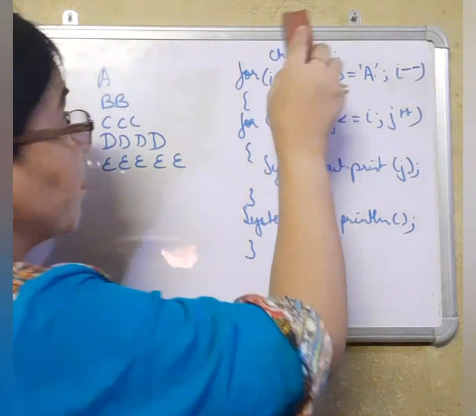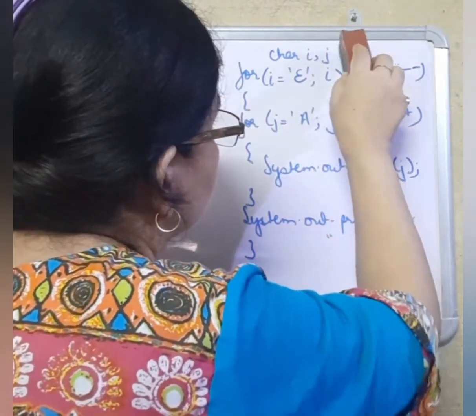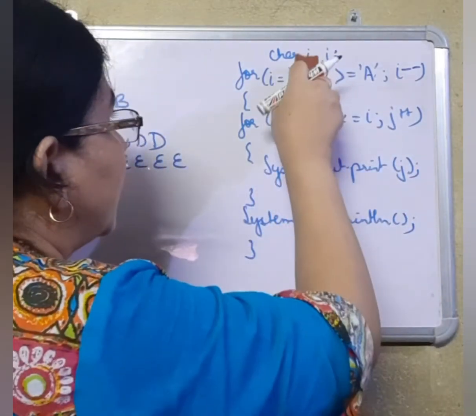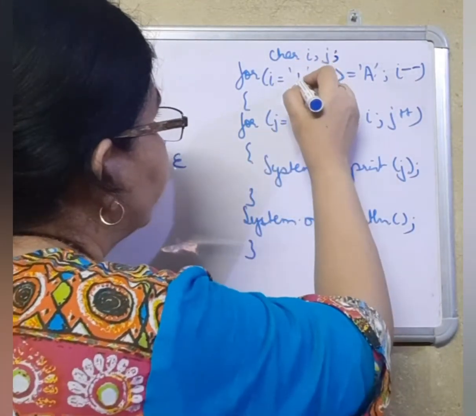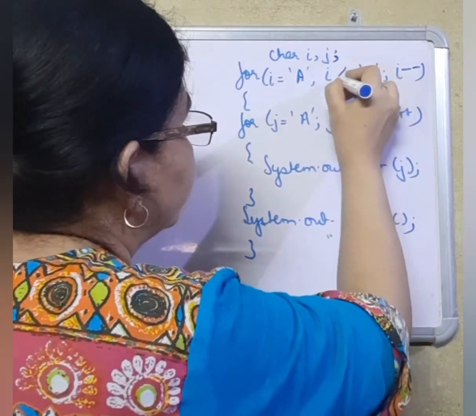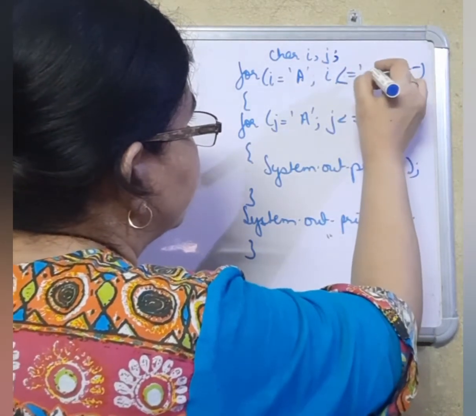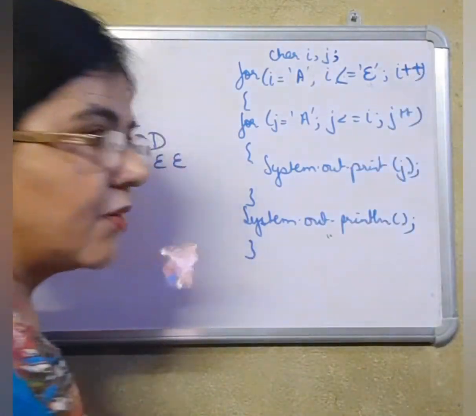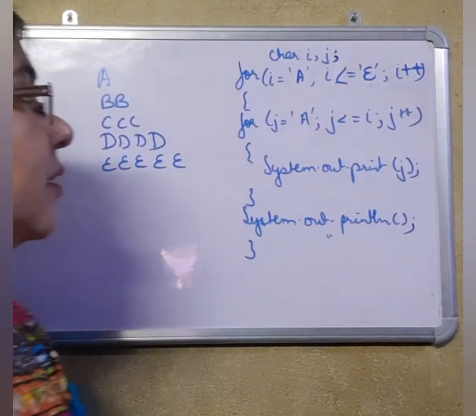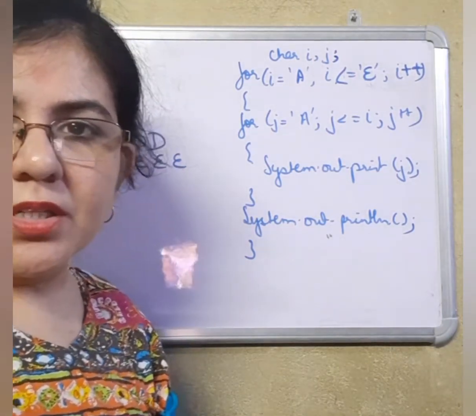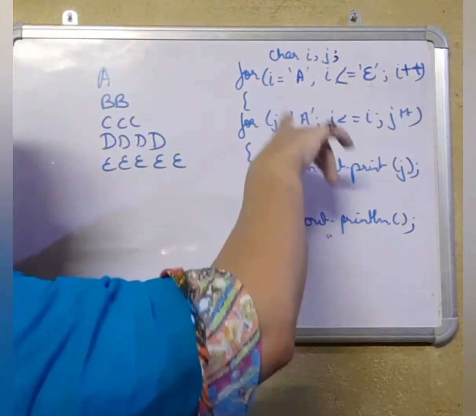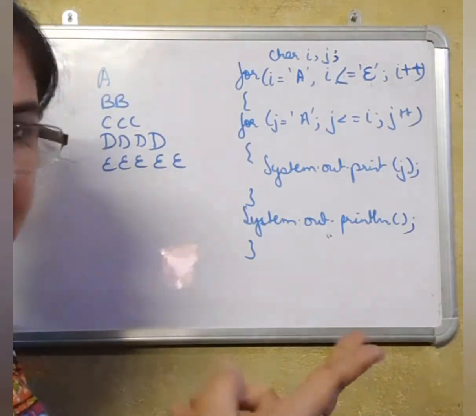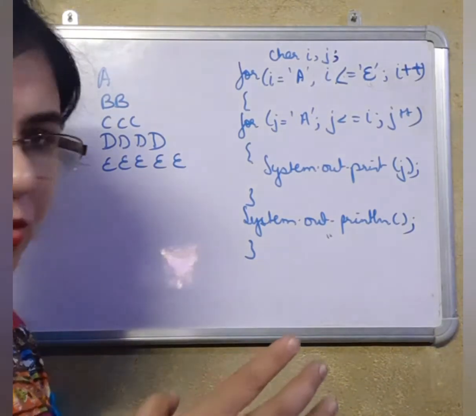So here our I will change. It will start with A and less than or equal to E, and I plus plus, and J will restart with A and less than or equal to I. Why A? J will restart with A. Why? Because if you look, there is only one character in the first line, two characters in the second line, three characters in the third line, and so on.